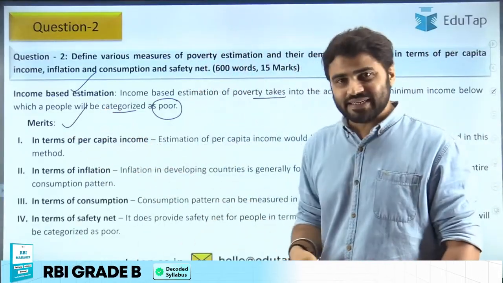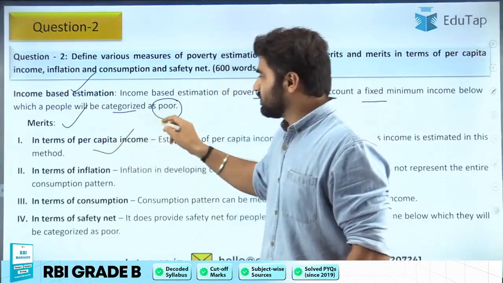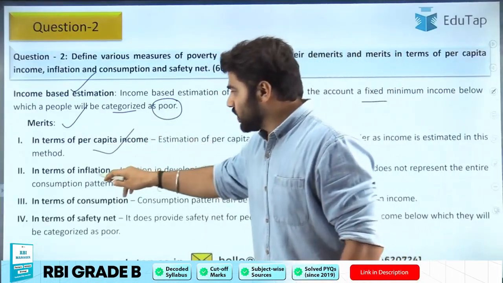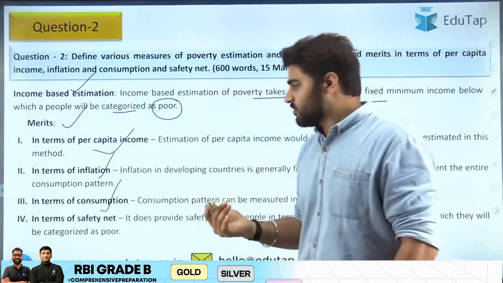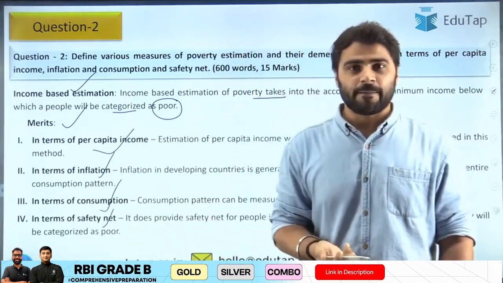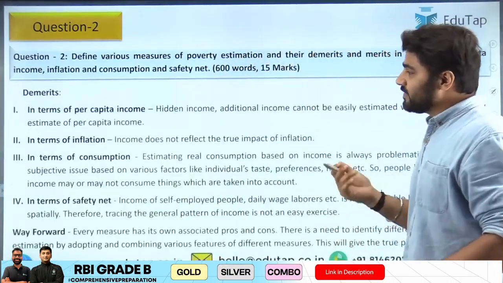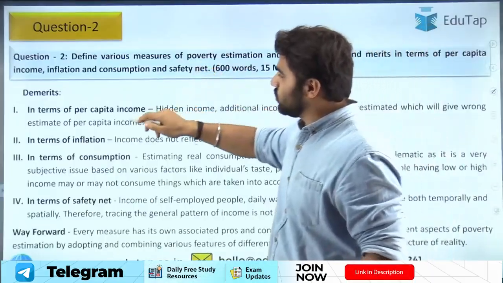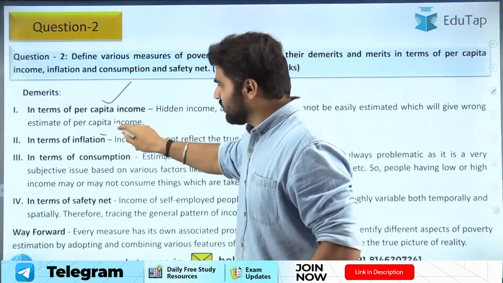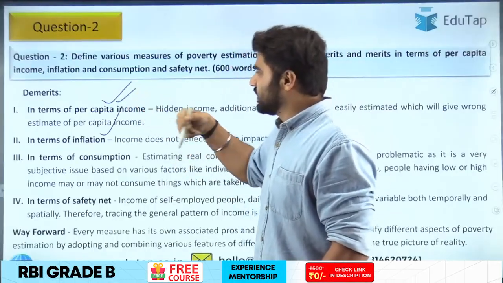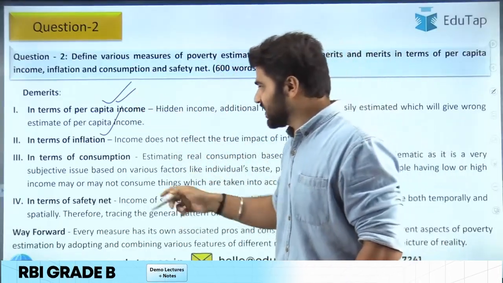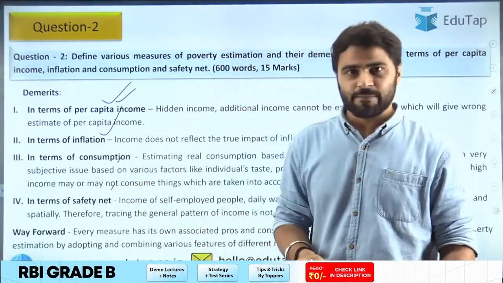If we talk about merits, in merits you have to mention in terms of per capita income, in terms of inflation, in terms of consumption, in terms of safety net, right? Now if we talk about demerits also, here in demerits also you have to give the demerits related to the income based poverty measure under these headings: in terms of per capita income, inflation, consumption and safety net, right?